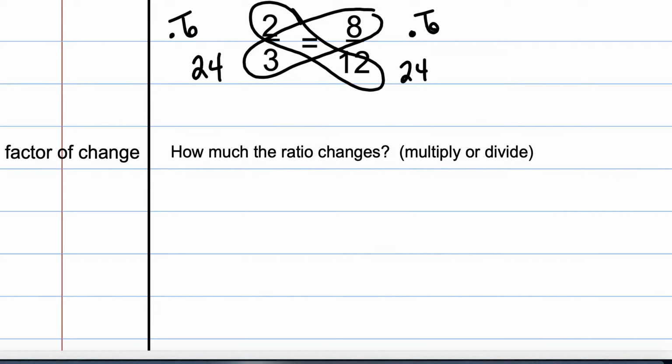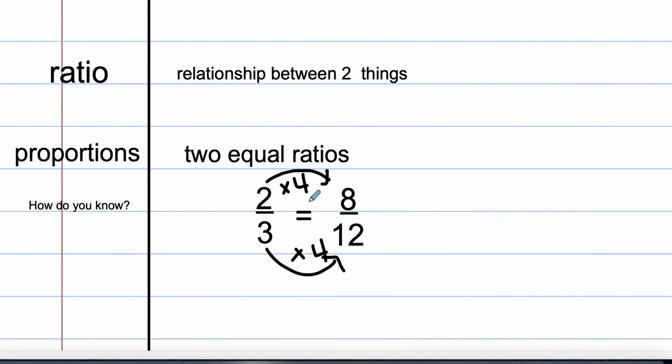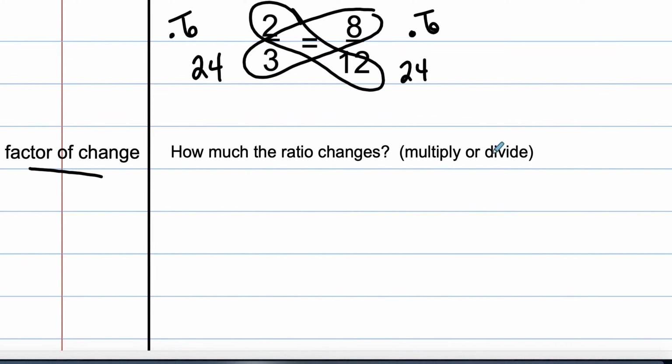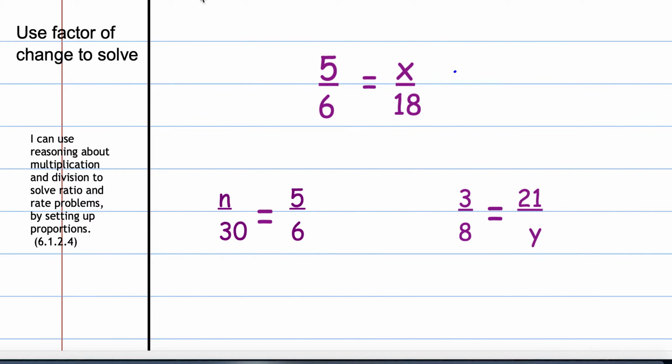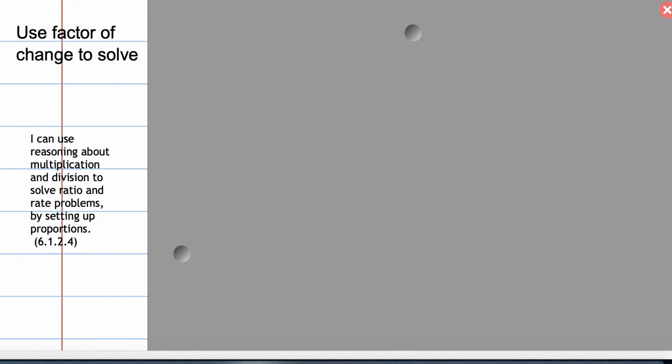We're going to start with looking at factor of change. How much a ratio changes by multiplying or dividing. So in this case, it changed by 4, and because we're multiplying, it went up by 4. If you are dividing, it would go down by 4. So let's use this idea of factor of change to solve some proportions.